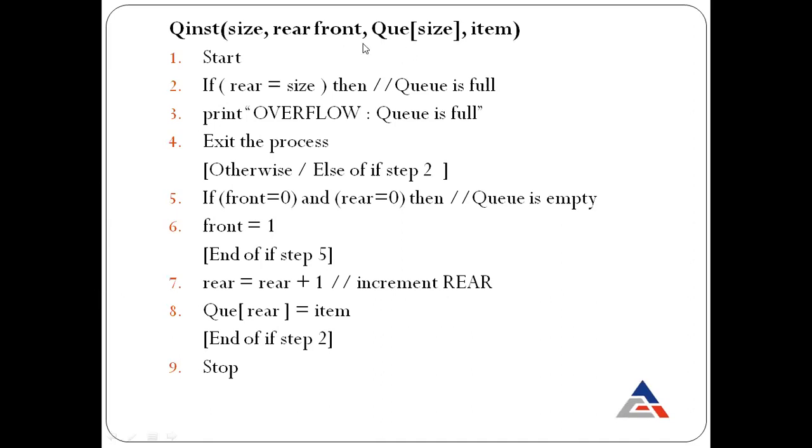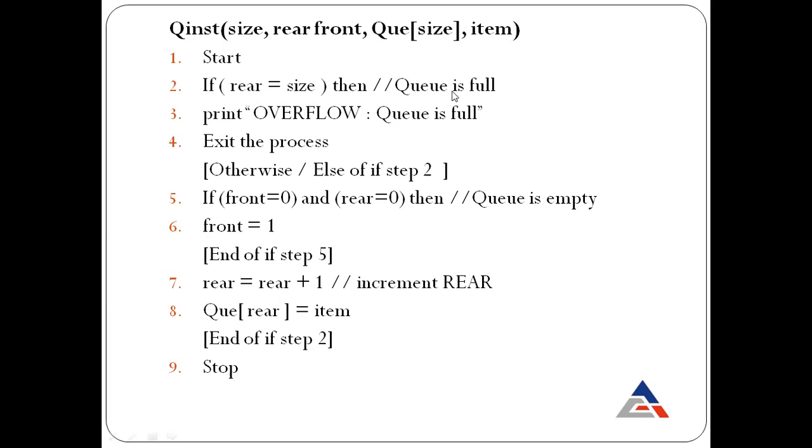So this is my algorithm: QINST, size, rear, front, queue, and item. As you know, whenever we start an algorithm, it always starts with the first point as start. And if rear is equal to size, if my queue is already full, let's say the size is 10 and the rear location is also 10. It means the last person standing in the queue is at location 10. So how can I add the next element if there are already 10 elements in the queue? Because I can insert a maximum of 10 elements in the queue.